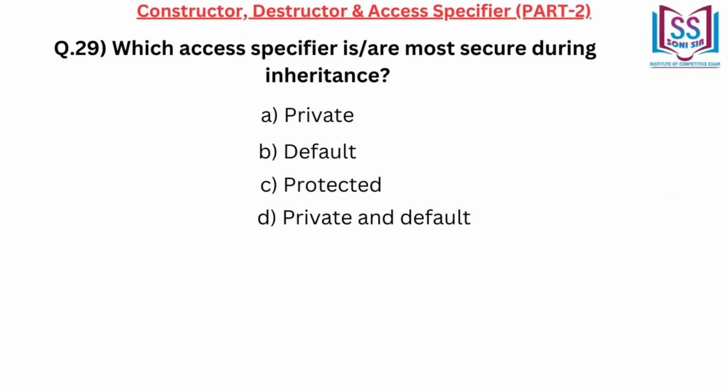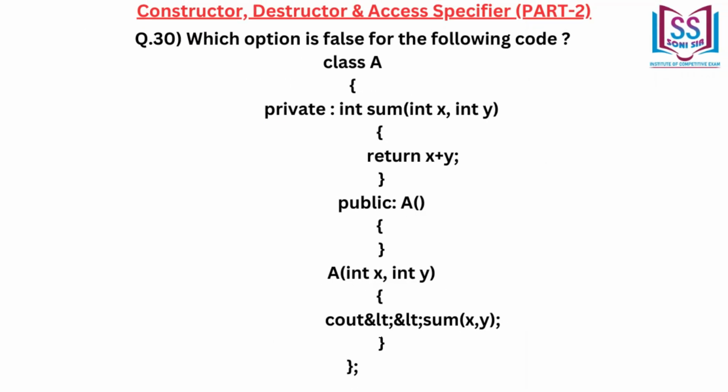Which access specifier is most secure during inheritance? A. Private. B. Default. C. Protected. D. Private and default. Correct answer A. Private.